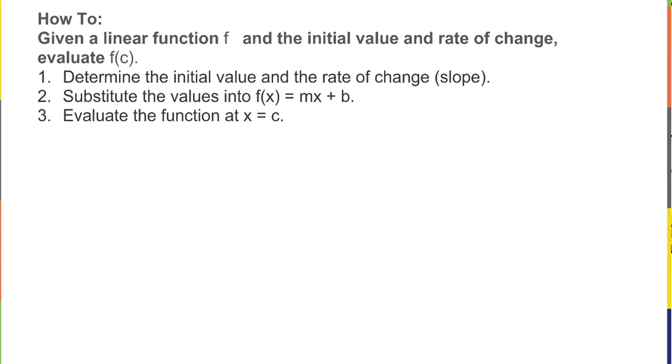Okay, we are still in section 4.1. This is part 3 of that lecture. Now we're going to talk about how to, given a linear function f and the initial value and rate of change, evaluate f of c. So the first thing you need to do is determine the initial value and the rate of change.